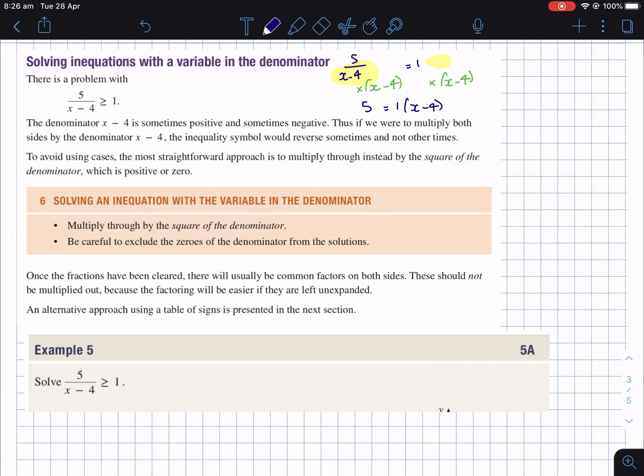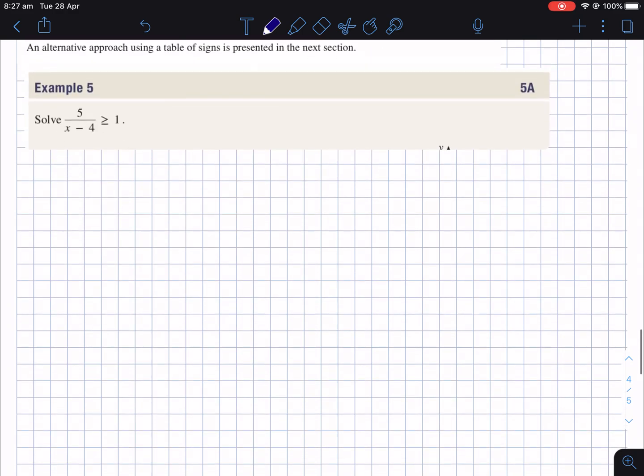The problem with that with inequalities is you don't know whether x take 4 is positive or negative. So you don't know whether you're going to have to change the sign or not, like switch it around. So instead of timesing by the denominator, we adopt this kind of mathsy trick. You square the denominator. So you multiply by the square of the denominator. It seems weird, but have a look at how it works.